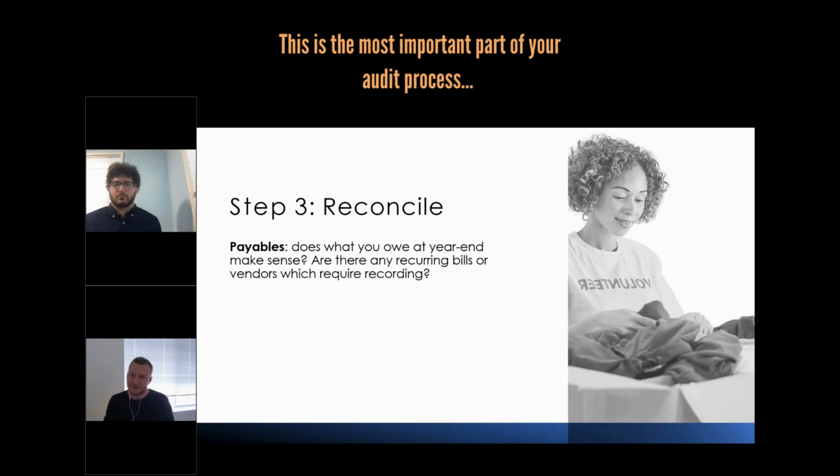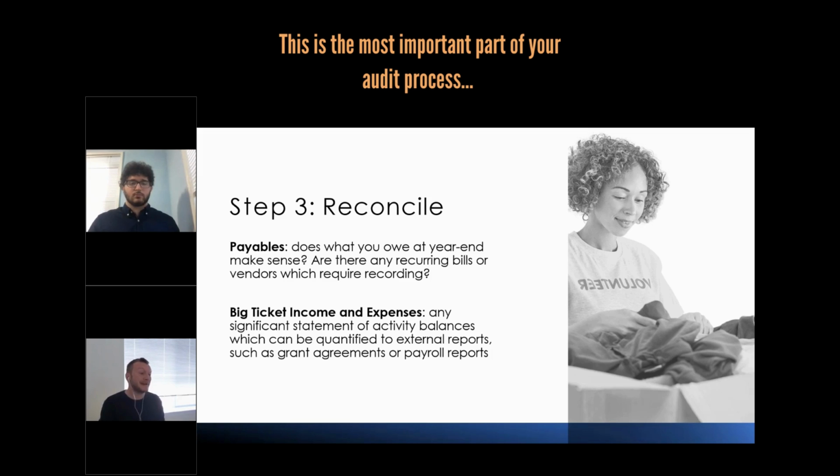Reconcile your payables. Again, very, very simple to do. Take a little look, compare year to year. What do we owe to who? Why do we owe it? All that sort of thing. Are there any recurring bills or vendors which we need to record? Maybe it's a timing matter. Just review it year on year just to make sure that what we owe makes sense and is aligned to your understanding. And big ticket income and expenses.